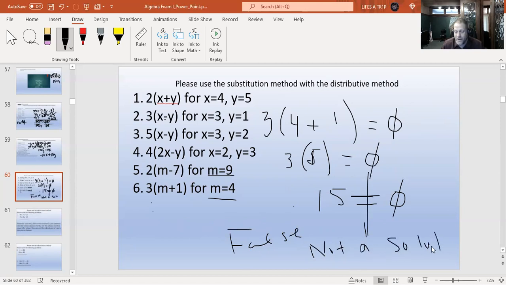Write all that down, guys. Hope you guys are writing this down, just like this. So not a solution. I hope you have done 2, 3, and 4 by yourself. Homeschoolers, just like I'm doing now: put the problem there, solve, do your work. I want to see your work, and also put down the answer.